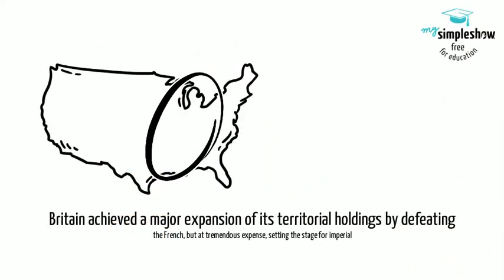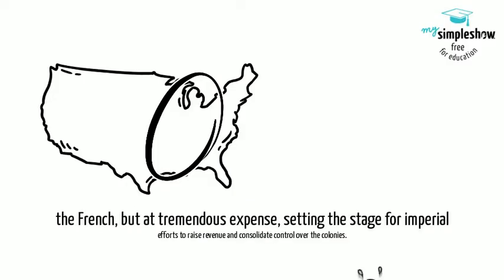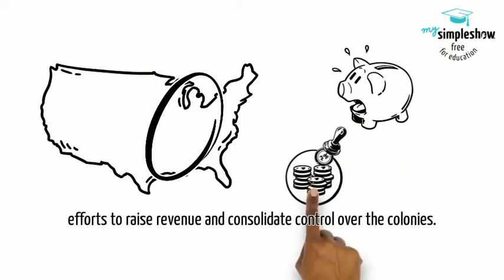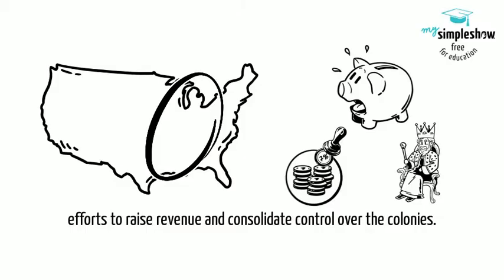Britain achieved a major expansion of its territorial holdings by defeating the French, but at a tremendous expense, setting the stage for imperial efforts to raise revenue and consolidate control over the colonies.